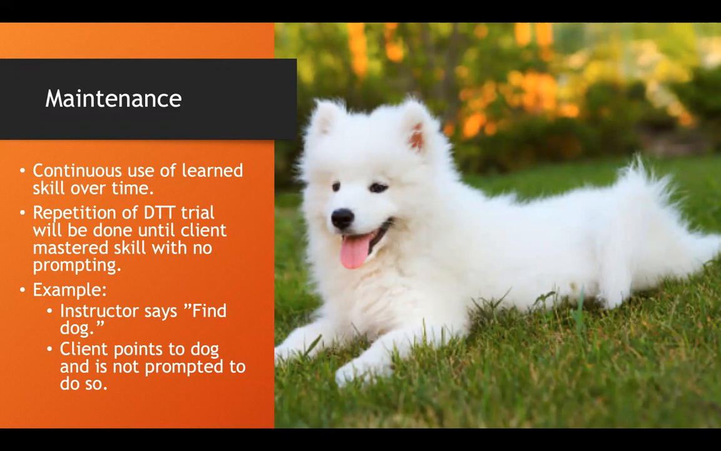So I put a specific picture of a dog for this specific slide because a good way to make sure the skill is generalized would be to change the image of the dog or to change the image altogether of all the cards in order to make sure that the client isn't thinking that only this specific dog is the correct answer. So again, the instructor would say, find the dog, and the client would point to the dog correctly with no prompting and be able to do so with multiple different images of dogs or in multiple different settings.